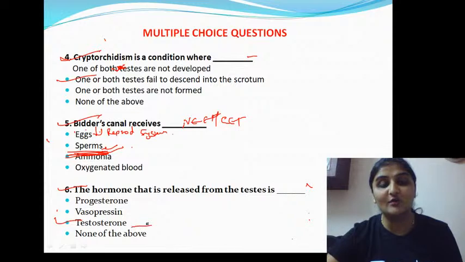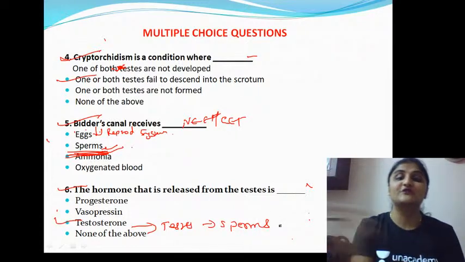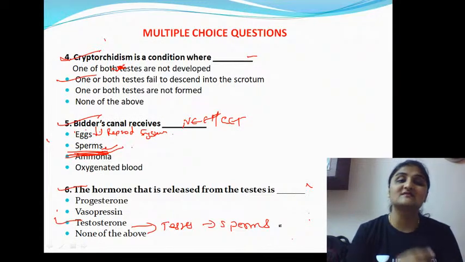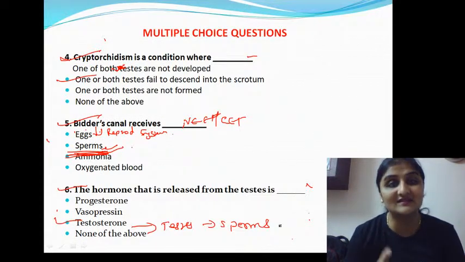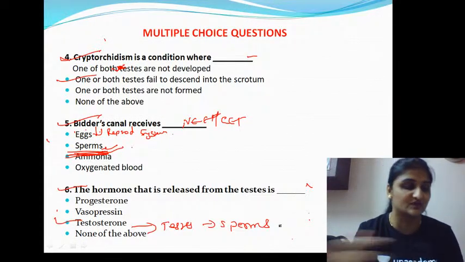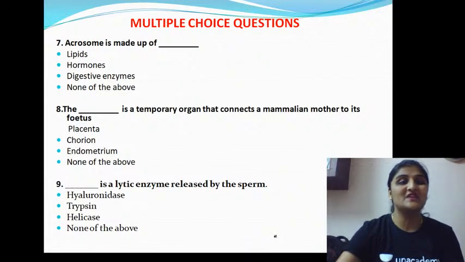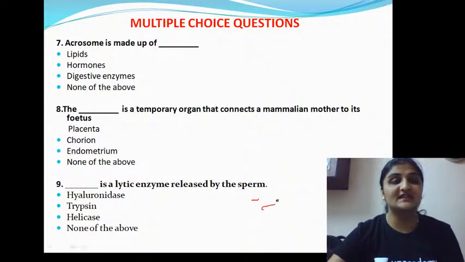This is the hormone which is secreted by the testes for the production of the sperms, students. For the production of sperms, testosterone is very important, and that is the male hormone secreted by the testes of the male reproductive system. Great. So shall we move to the next question? Come on, we'll move to the next section.